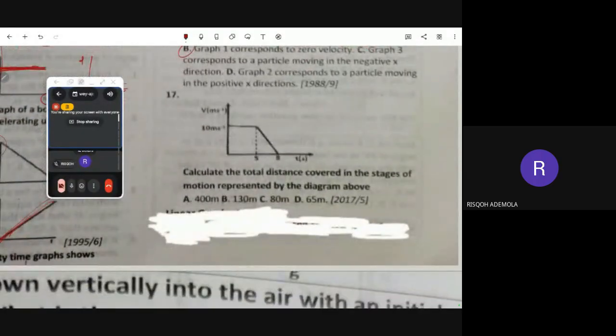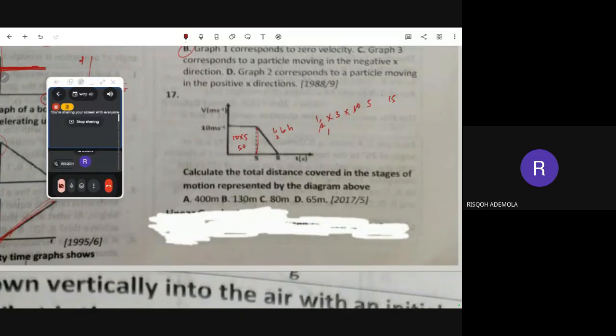Yeah, question 17. How is the total distance covered in the stages of motion represented by the diagram above? Very simple. Calculate the distance here. Calculate the area. It will just be 10 times 5, so it is 50 here. Then it will be half base times height. That's half times 5 to 8, which is 3, then the height is 10. So 5 times 3 is 15. So 15 plus 50, that's 45.